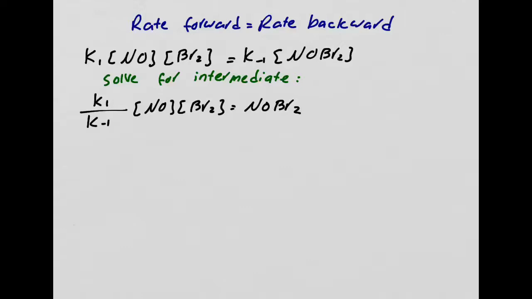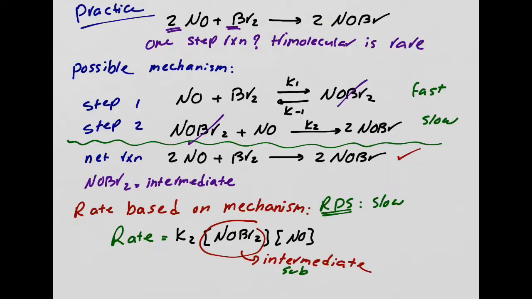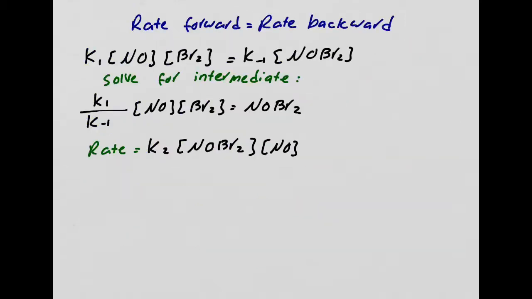Now what am I going to do? Remember my rate for the rate determining step. My rate was K2 times NOBr2 times NO. I'm just rewriting my rate law based on the rate determining step. Now, you can probably guess, I'm going to sub this out for this one over here, because all of this would equal that. Again, nothing you have never seen before. You guys agree with that?